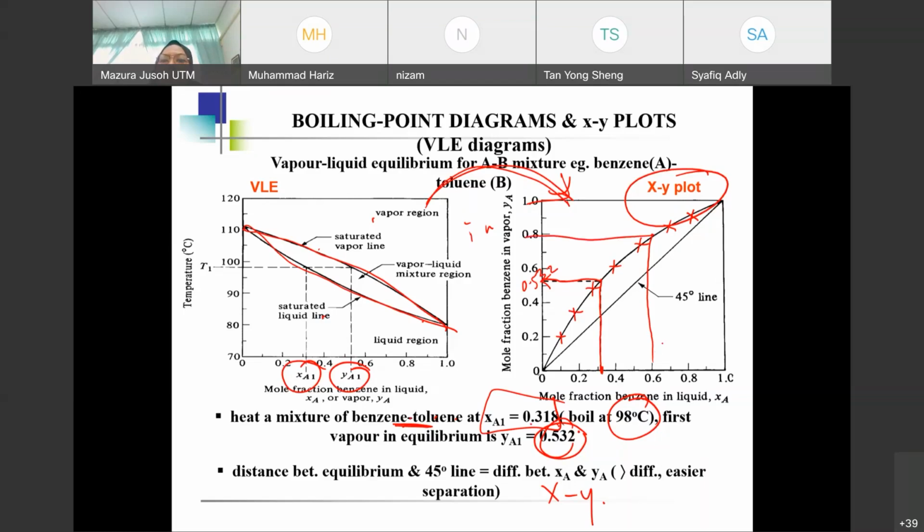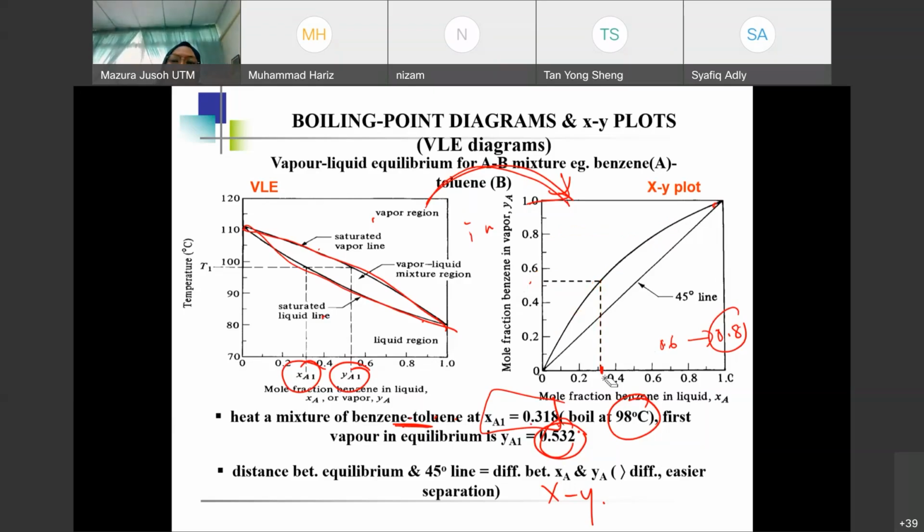If you start with 0.6, what you will get is a liquid with 0.8 benzene in it as a result. So what you want is to achieve as high as possible for the purification.